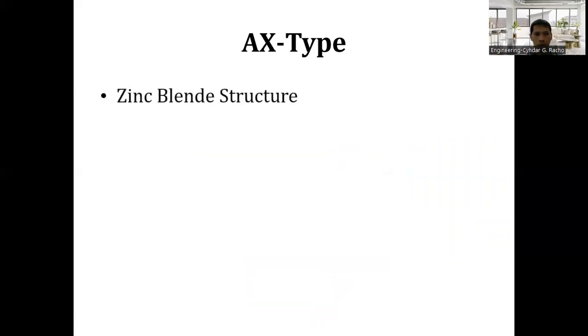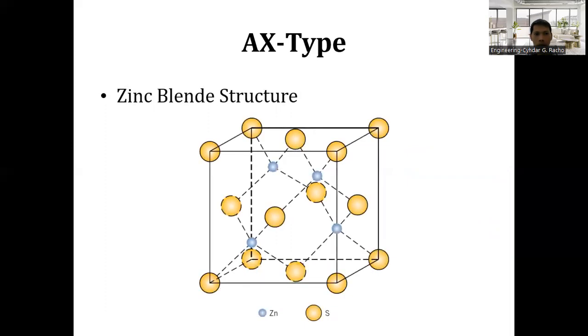All right, we also have the zinc blende structure. So we have your sulfur atoms here, and you have your Zn, the blue one. Silicon carbide also adopts the same type.